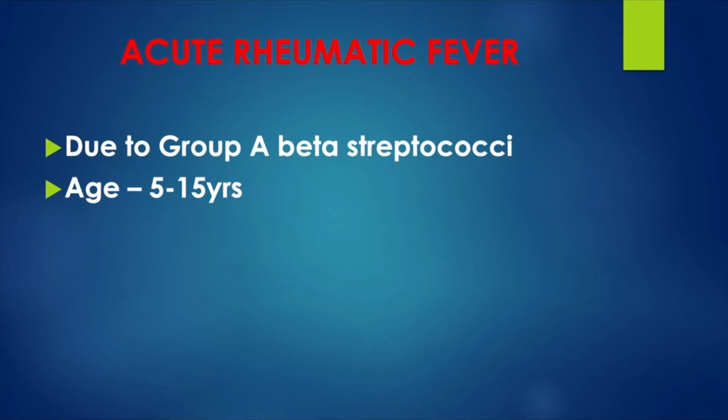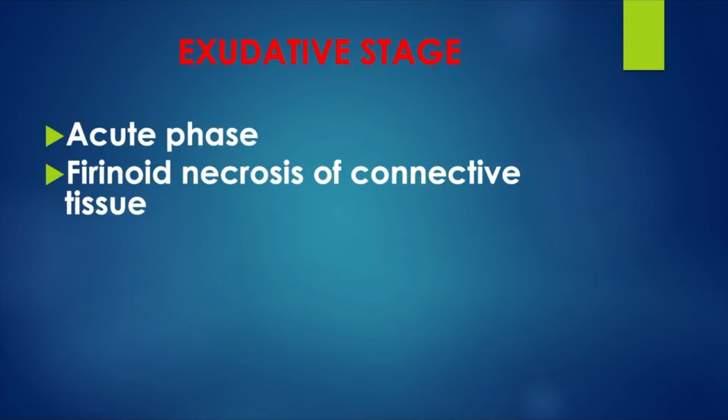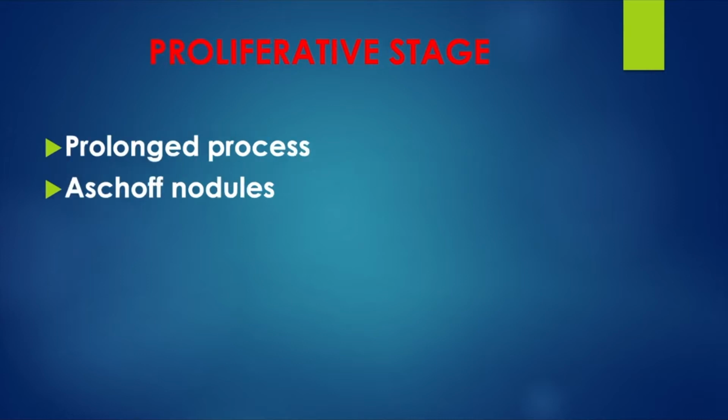Acute rheumatic fever is due to group A beta streptococci. Age 5 to 15 years. Pathology has 2 stages: exudative stage and proliferative stage. In the exudative stage, it is an acute phase. Fibrinoid necrosis of connective tissue takes place in this stage. Second stage, proliferative stage. It is a prolonged process. Aschoff nodules are seen in this stage.